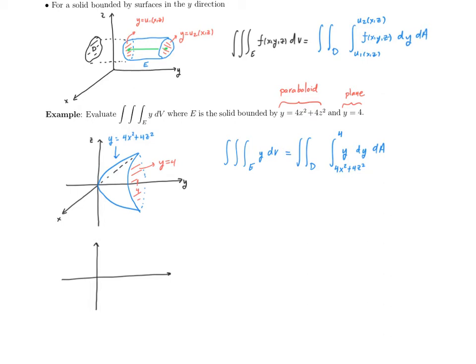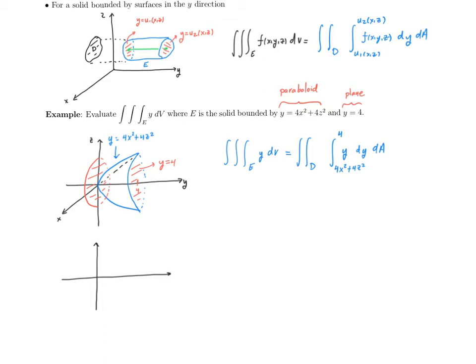In terms of D, what we have to visualize is taking our solid and compacting it down into the xz plane. Roughly speaking, if we attempt to sketch something, when this is compacted down into the xz plane, what you're going to get for D is a circular region that corresponds to this circular end cap bounding our solid E in the positive y direction.